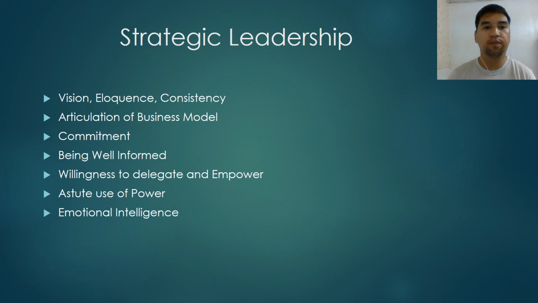Well informed. They develop a network of formal and informal sources to keep track of the events in the company. Willingness to delegate and empower. They recognize that unless they learn how to delegate effectively, they can quickly become overloaded with responsibilities. They also recognize that empowering subordinates to make decisions is a good motivational tool, and often results in decisions being made by those who must implement them.